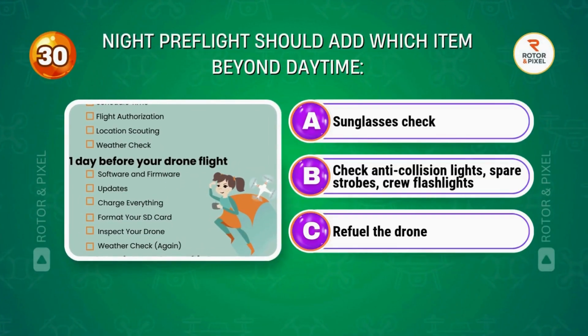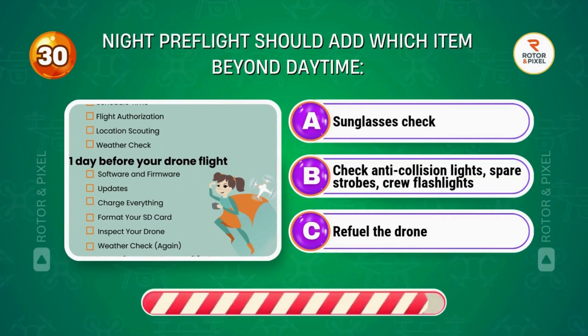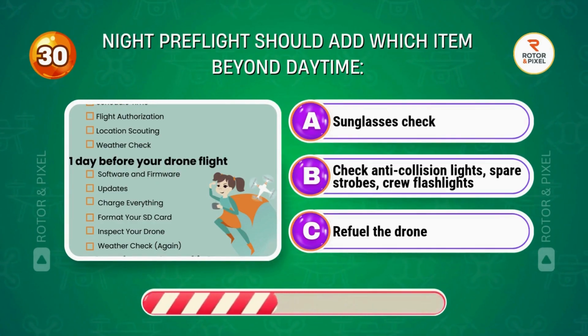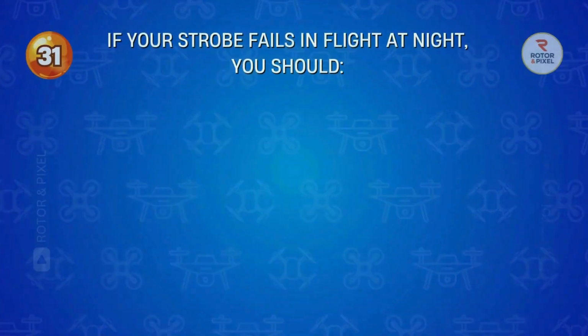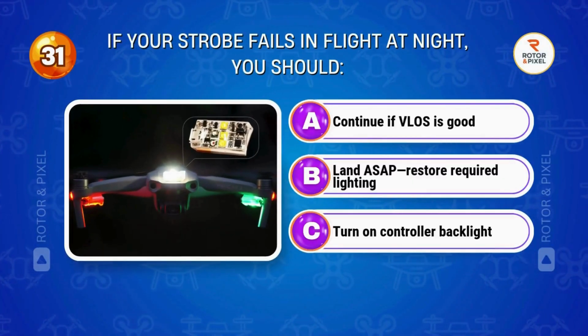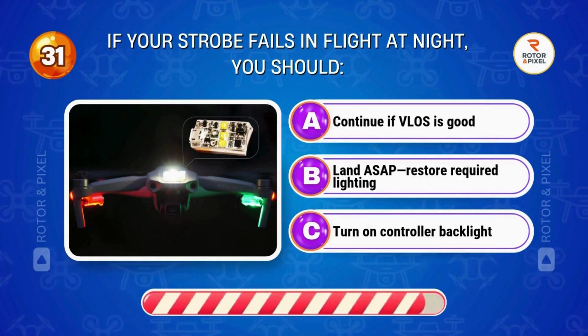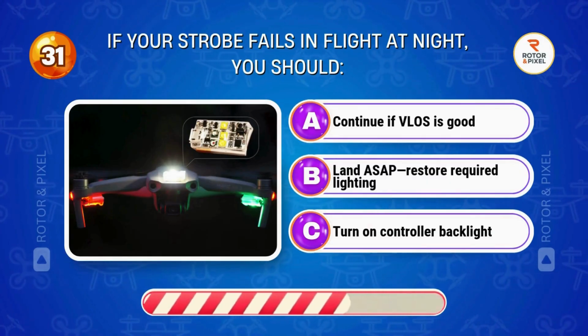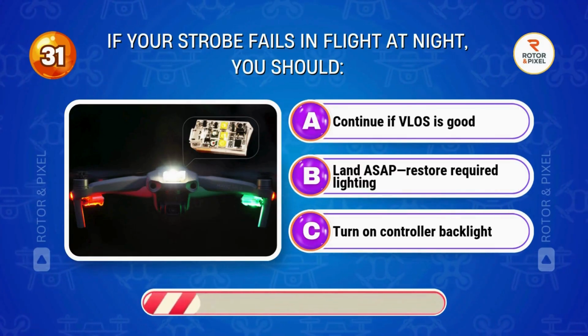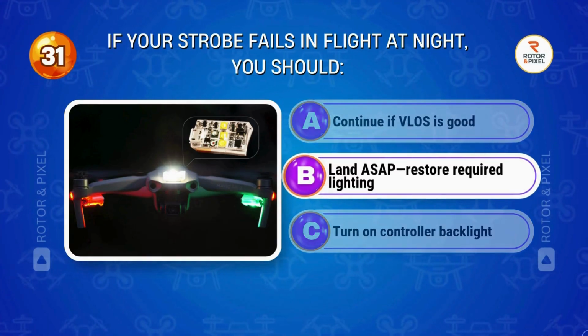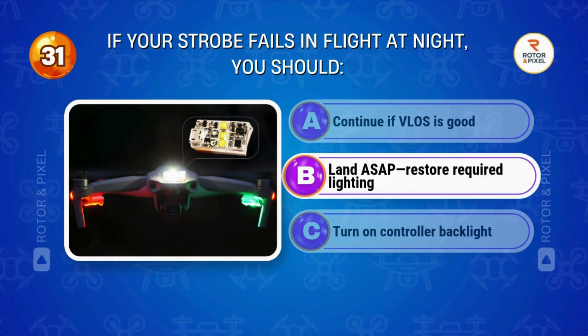Night pre-flight should add which item beyond daytime? Answer B, check anti-collision lights, spare strobes, crew flashlights. If your strobe fails in flight at night, you should Answer B, land ASAP, restore required lighting.